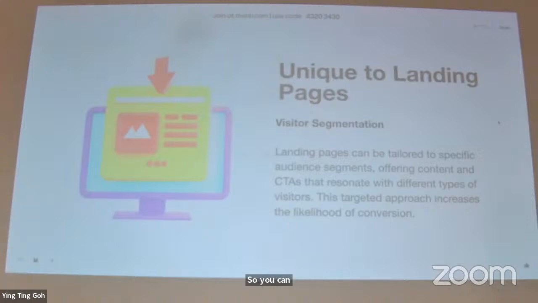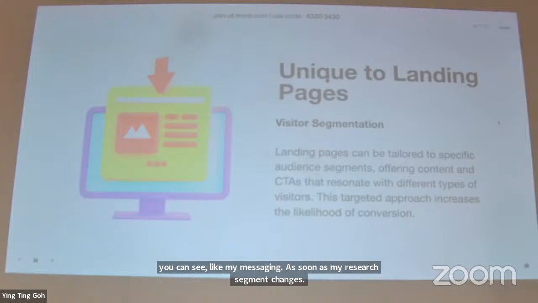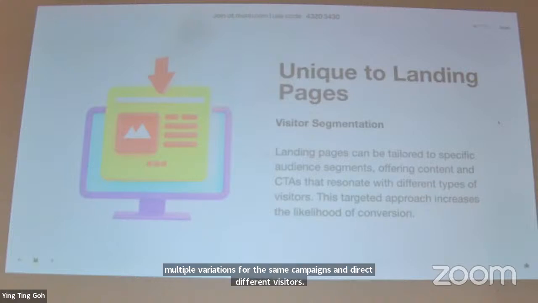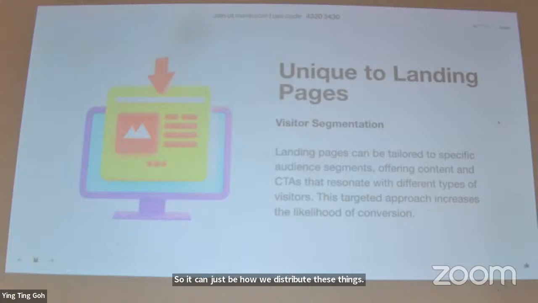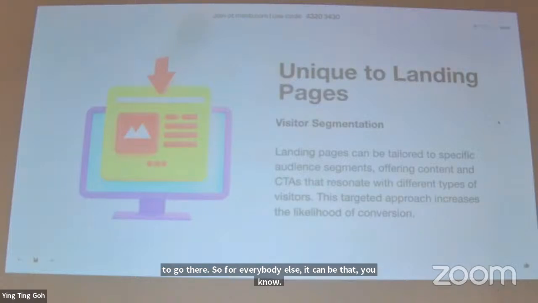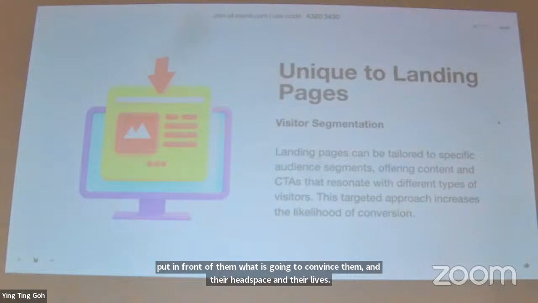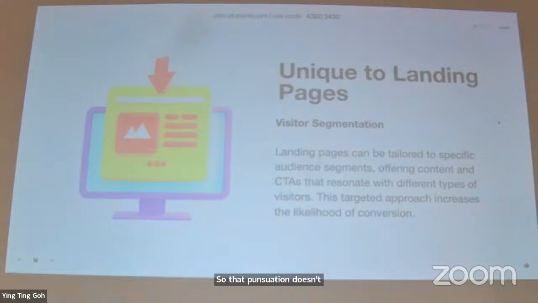So sometimes we make space for it and we will create multiple variations for the same campaigns and direct different visitors. So it can just be how we distribute these things. It could be targeted ads for certain visitors or maybe we'll post certain links in certain places, so only certain types of visitors tend to go there. For everybody else, we put in front of them what is going to convince them and fit into their headspace and their life. So that persuasion doesn't feel manipulative, but feels like a right fit.